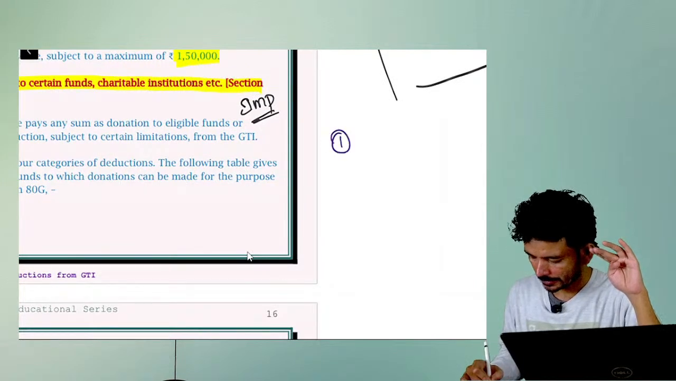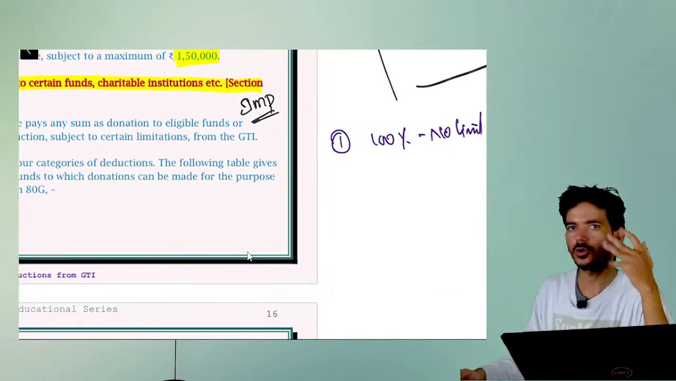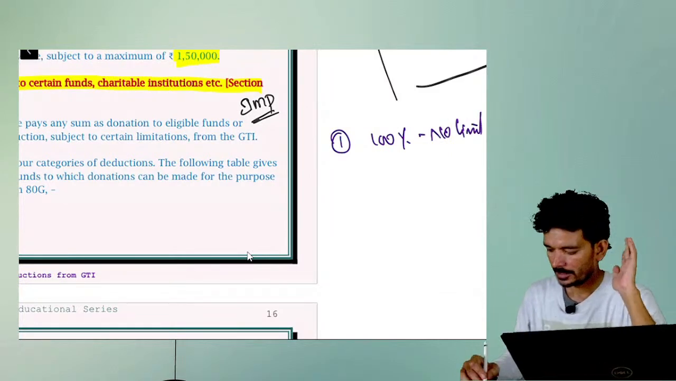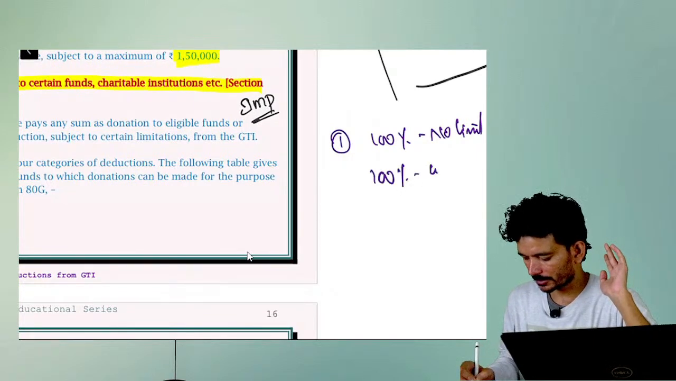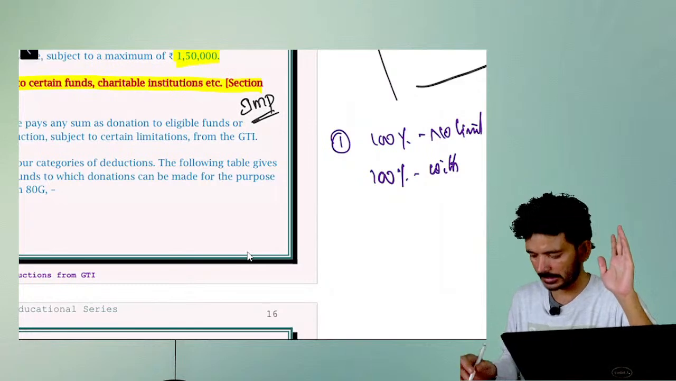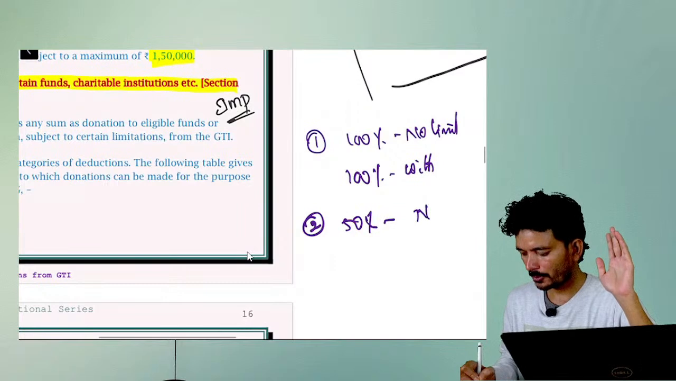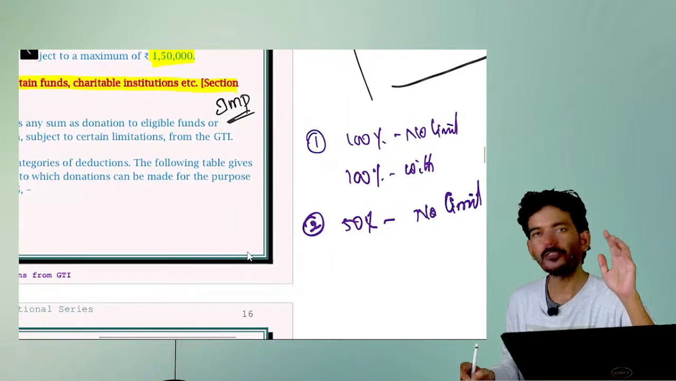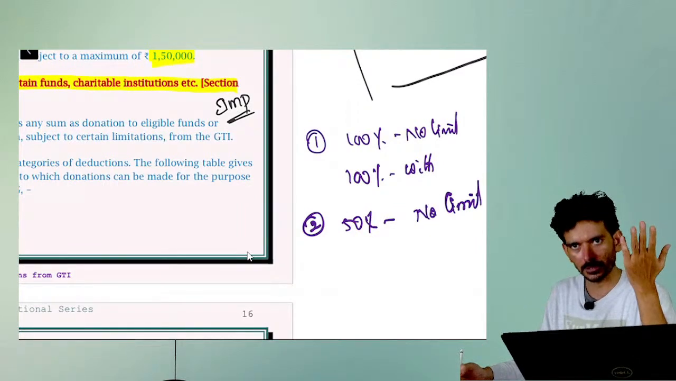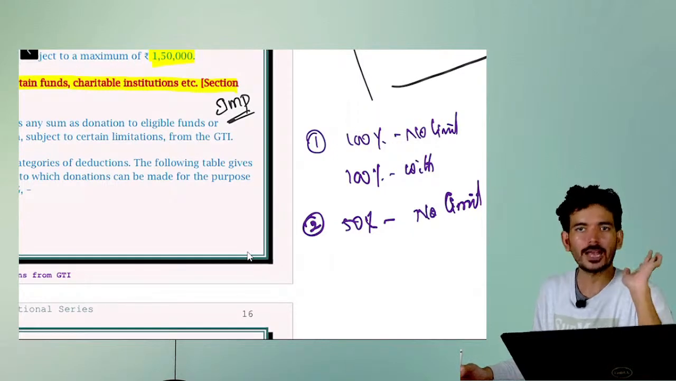One is 100% no limit. No limit means however much you contribute, no questions asked, you take everything. Next, 100% with the limit. With the limit means you have to apply the adjusted gross total income of 10%. And again 50% no limit means if you contribute 100 rupees, you will get 50% without any limit. If you contribute 1000, you will get 500. If you contribute 1 lakh, you will get 50,000, like that. Nobody asks questions.